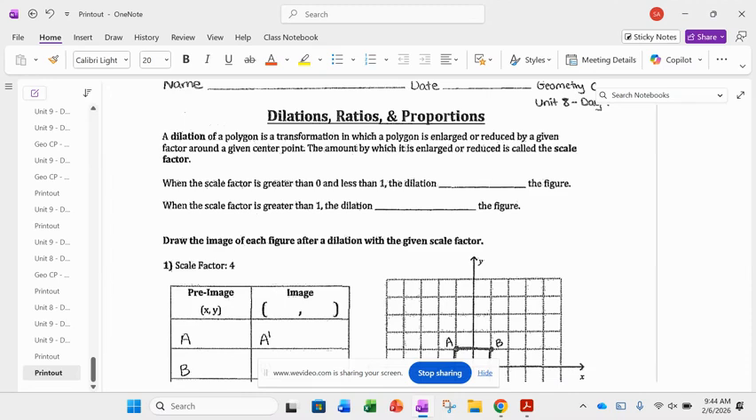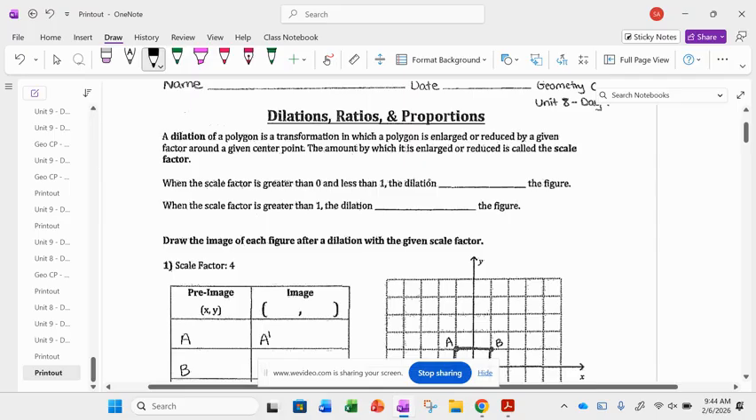So a dilation enlarges something or it can reduce something. And we only enlarge or reduce by multiplying. So when a scale factor is greater than 0 and less than 1, so basically if you're multiplying by a fraction between 0 and 1. If you take something and multiply it by a half, do you think it's getting bigger or smaller? Smaller, right? So when you're multiplying by a fraction between 0 and 1, you're making the image smaller. So when a scale factor is greater than 0 and less than 1, the dilation reduces the figure.